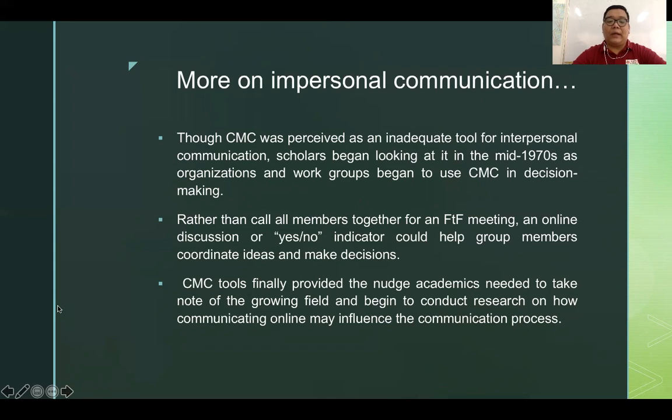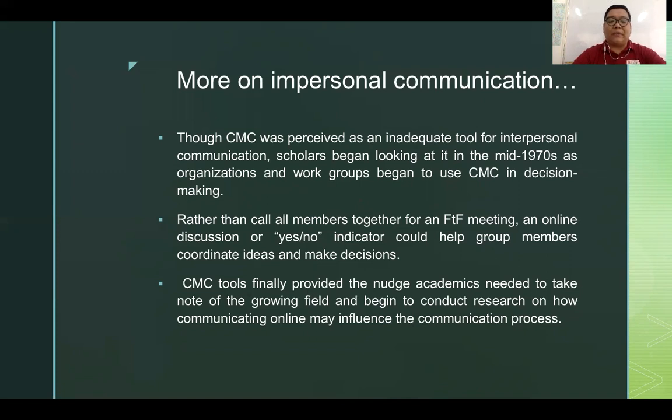For example, rather than call all members together for a face-to-face meeting, an online discussion or yes or no indicator could help group members coordinate ideas and make decisions. And if you are to put it in the context of modern technology, we already have, for example, Google Forms in which you could solicit advice, or you could ask for the responses immediately of individuals by asking them to take yes or no or to share their answers to the Google form.